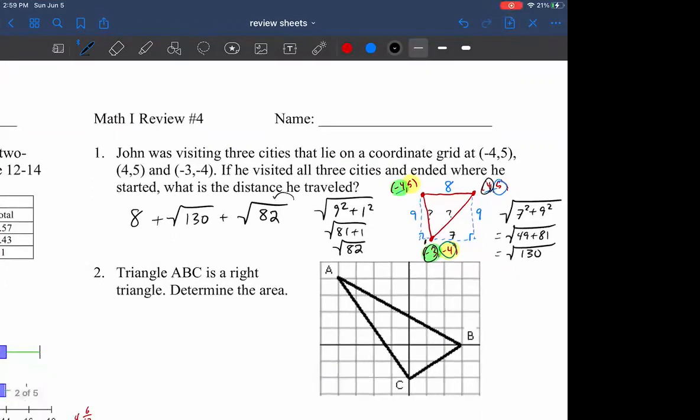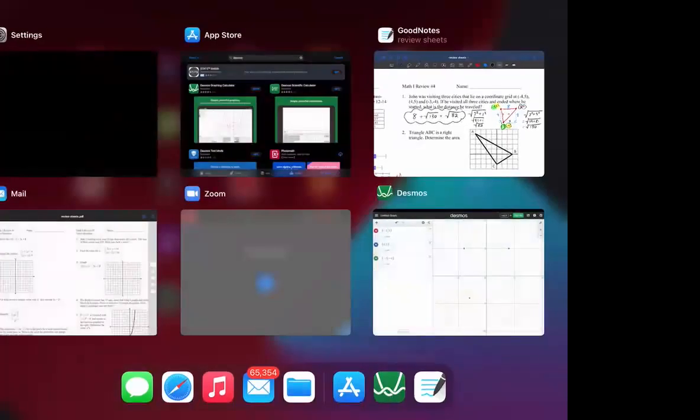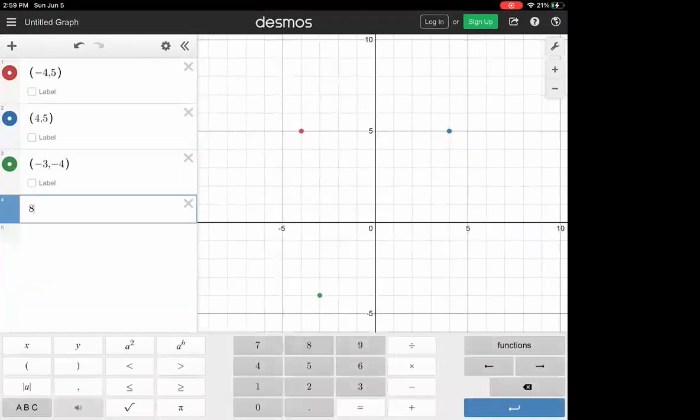So that is the total distance he traveled. If they wanted it in decimal form, we could type that in: 8 plus the square root of 130 plus the square root of 82, and you get about 19.8. But actually, hang on one second, I typed that in wrong. One weird thing about typing in square roots: if you need to add another square root on and you just hit plus square root, notice how this is actually typing it under the other square root.